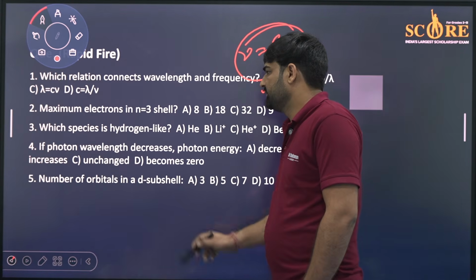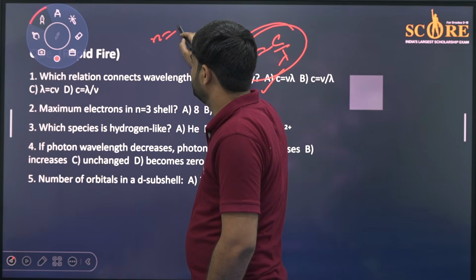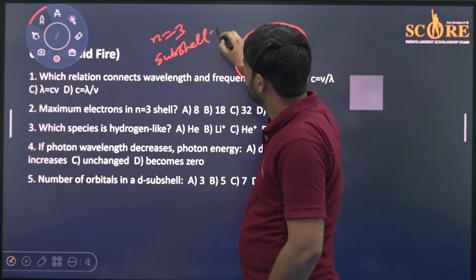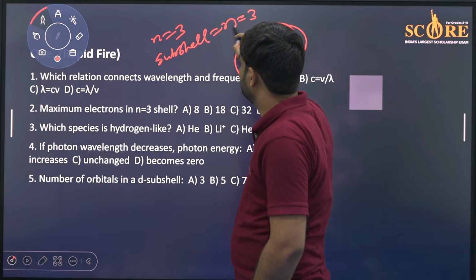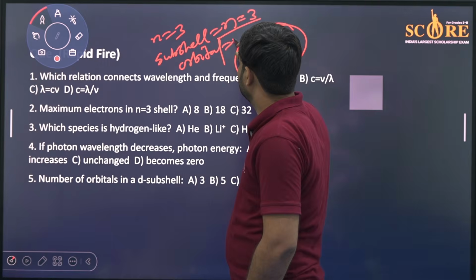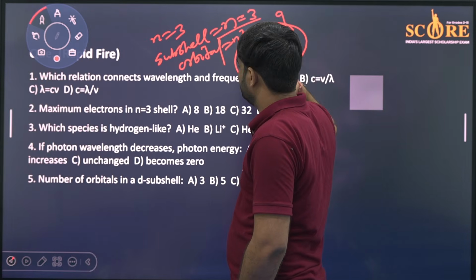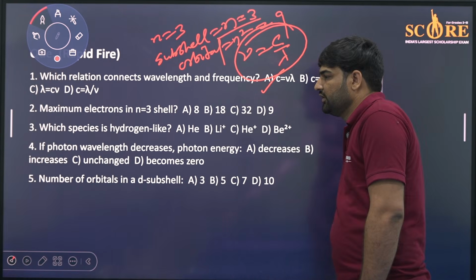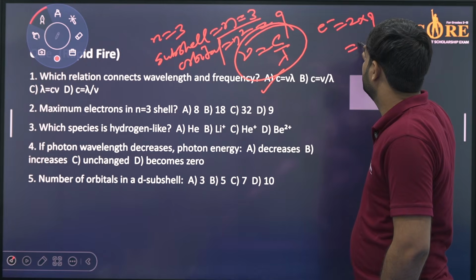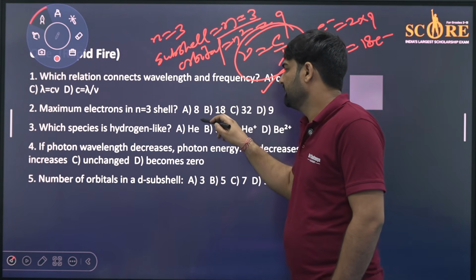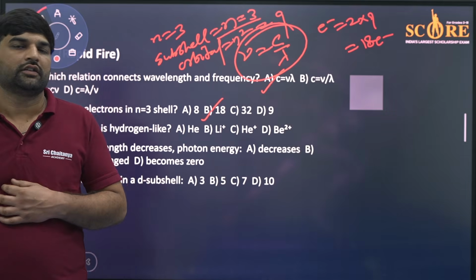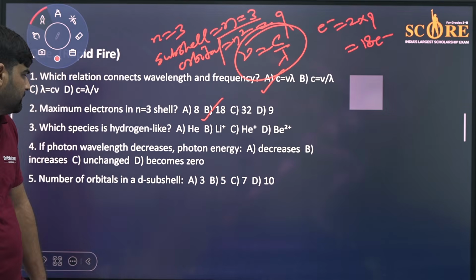Maximum electrons in n equals 3. So you know n equals 3, then subshells also 3. And the number of orbitals is n square, this will be 9. And the number of electrons will be 2 times 9, that is 18 electrons, because an orbital can accommodate maximum 2 electrons with opposite spin.